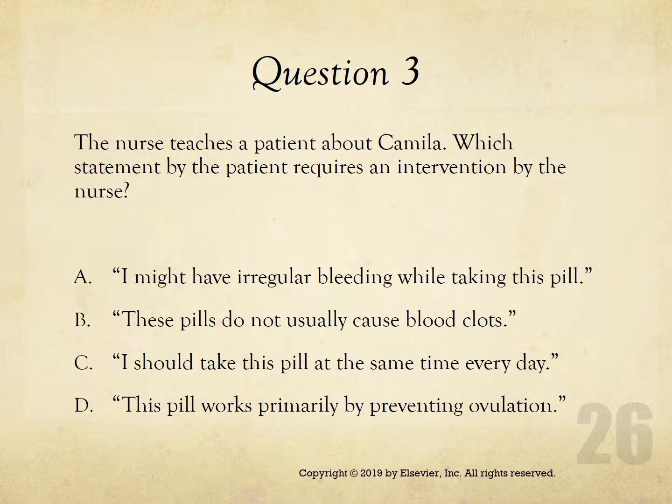Question 3, the nurse teaches the patient about Camila. Which statement requires intervention? And that is D, the pill works primarily by preventing ovulation. That is not what they do. They are weak with that. They usually help with changing the cervical mucus, making it thicker, harder for the sperm to penetrate.